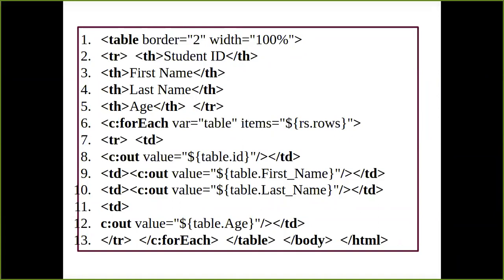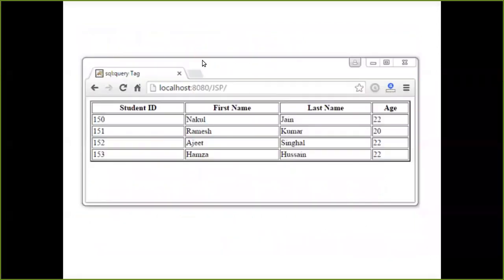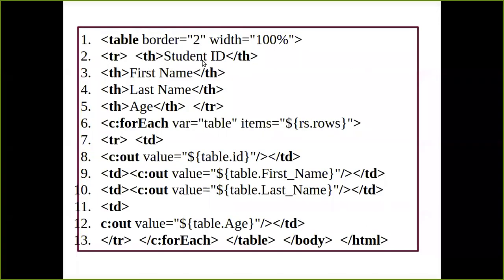And in what form do I want the data displayed in my web page? In the form of a table, so I have to design a table. For that you have the table tag in HTML. You can see border we have defined, which means the double line is going to be like this. Width we have written 100%. Then we are going to have a table row with the values student ID, first name, last name, and age.